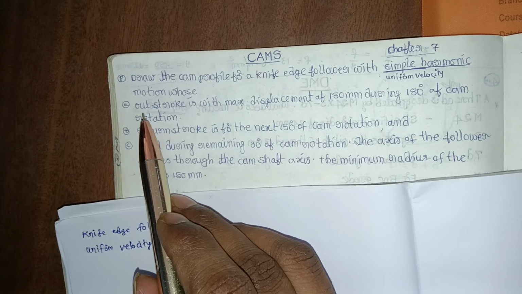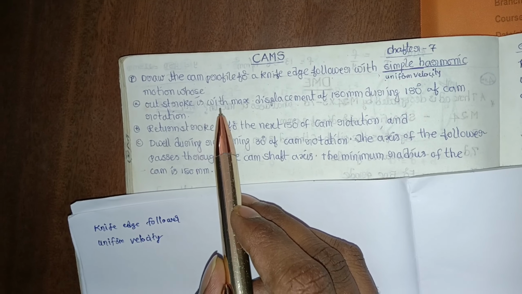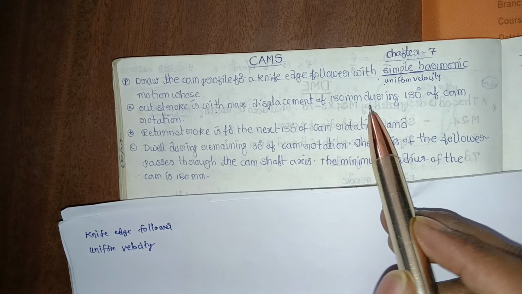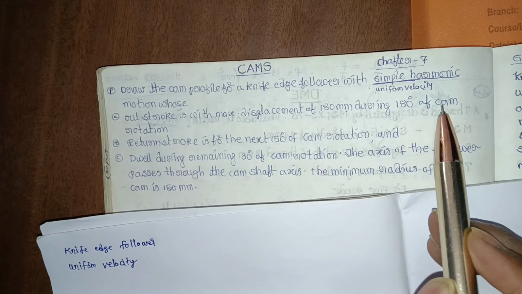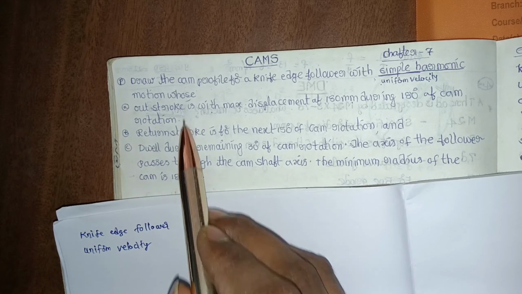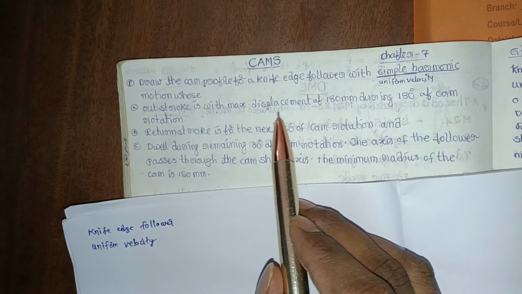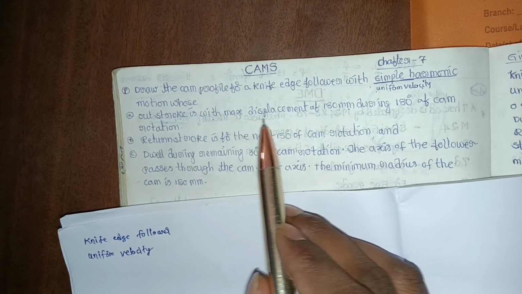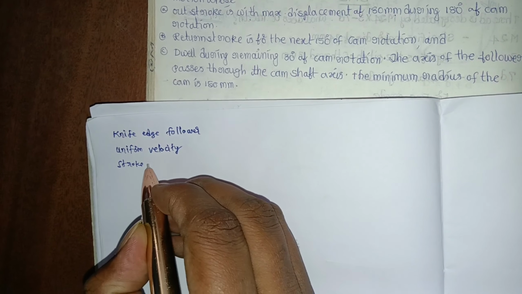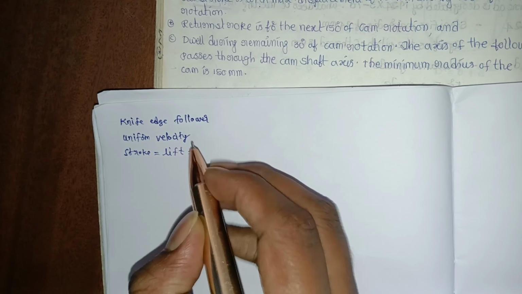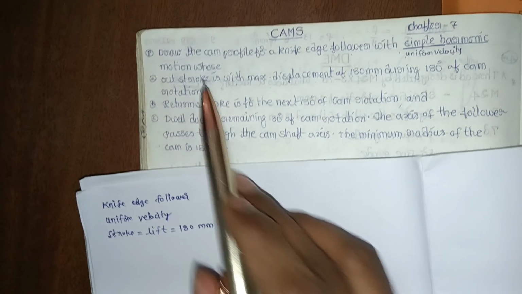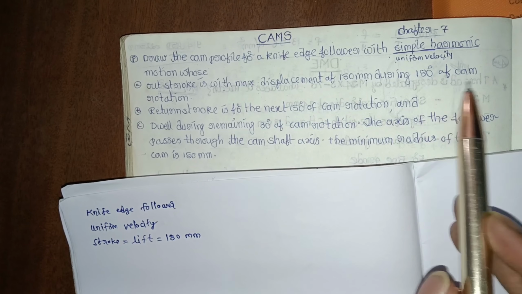Uniform velocity motion whose outstroke is with maximum displacement of 180 mm during 180 degrees of cam rotation. Here they are given the outstroke, that is the maximum displacement. This is nothing but stroke or lift. They are given the stroke or lift is equal to 180 mm, and the outstroke is 180 degrees of the cam rotation.